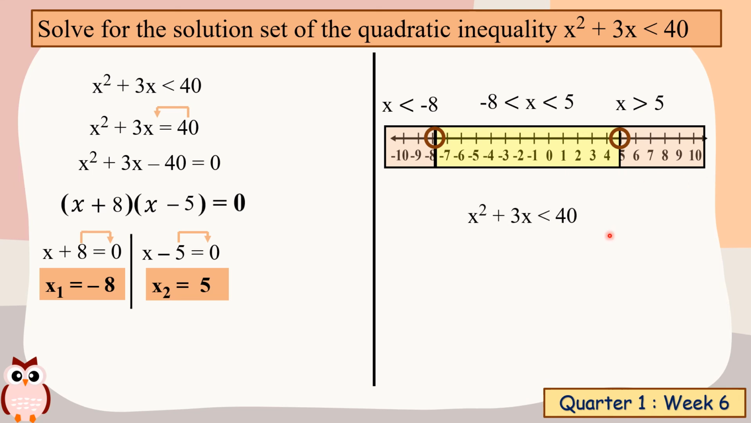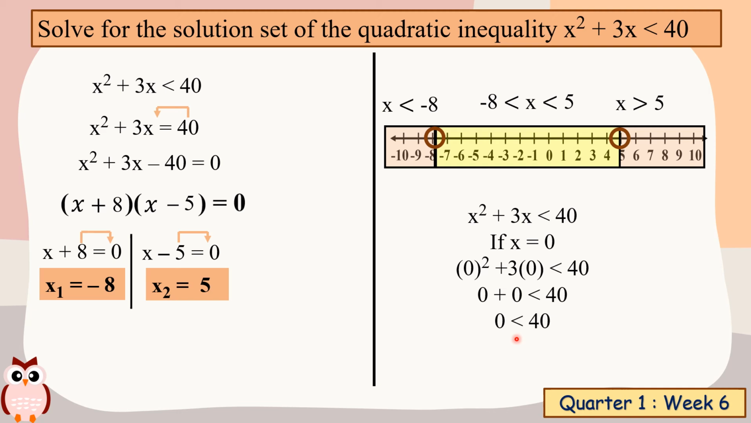Then let's now have our test point. Copy the original given quadratic inequality. Use x equal to 0 as our test point. So we're going to again substitute the value of x from the given quadratic inequality and then simplify.